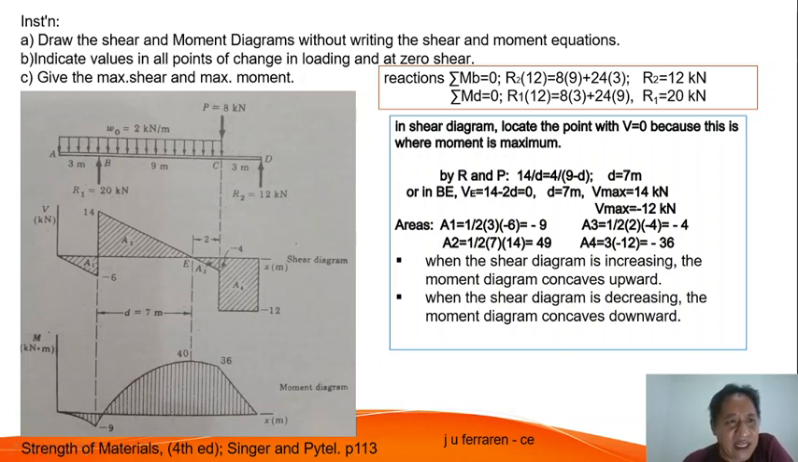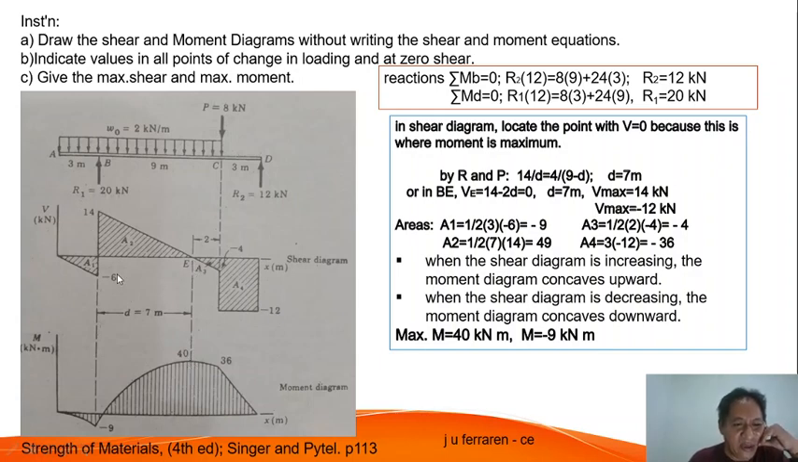Okay, so we have the next example. We are also asked to determine the maximum moment. Where is the maximum moment? The maximum moment is here, 40. That is 40. This is a location where shear is 0. So we need to know where is the point where shear becomes 0.